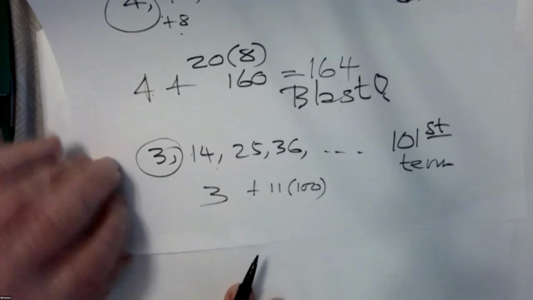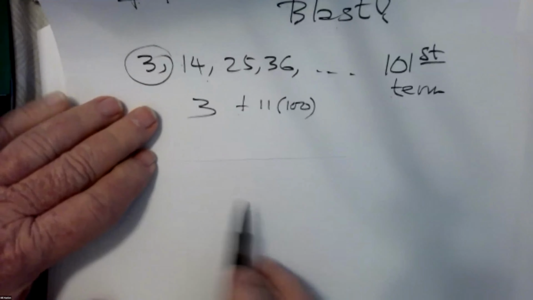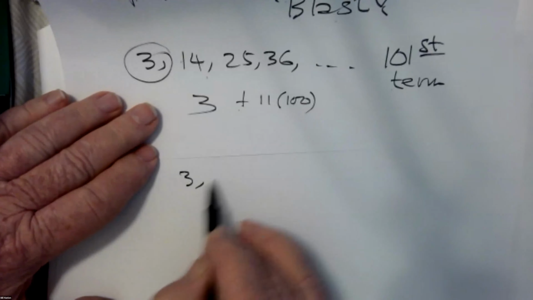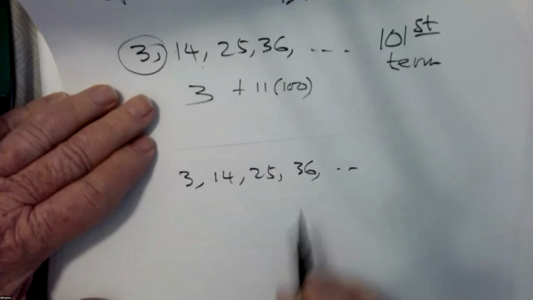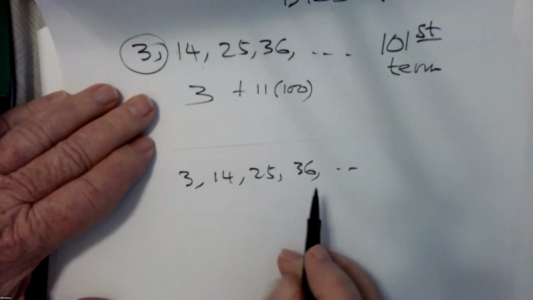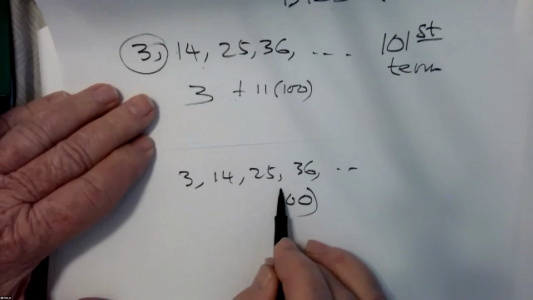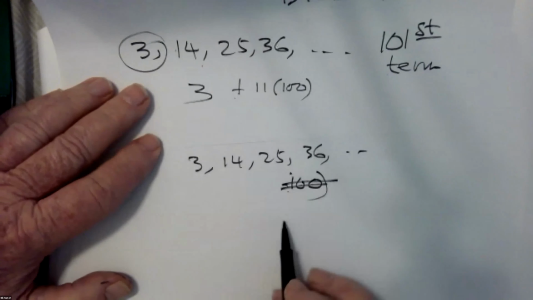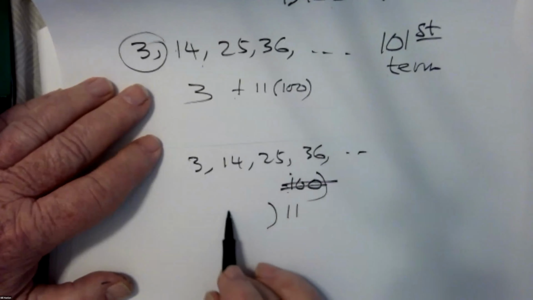Now, let's write that algebraically. If I ask you to find, let me rewrite this. We just said we had this 3, 14, 25, 36. So here's what we did. We were adding the common difference 100 times. Let me say that again. We're adding the common difference, which was 11, and we're adding that one less time than the term I'm looking for. So 101 minus 1 times.